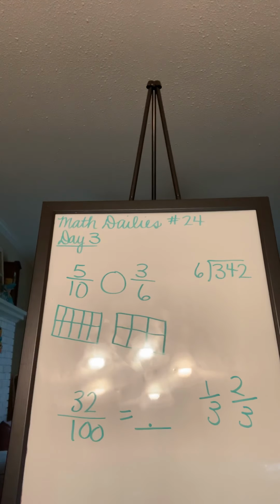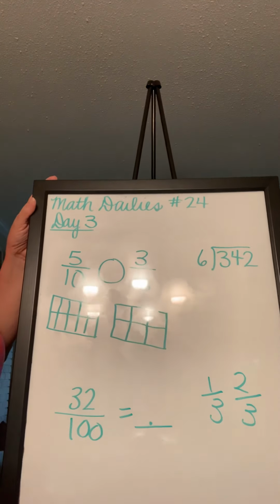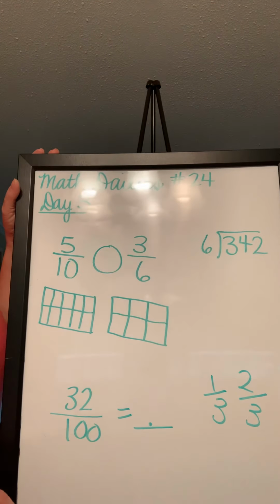Okay, here are our math dailies, number 24, week number 24, day 3. So in box 1, we are comparing two fractions, 5/10 and 3/6. Now, you may automatically notice the correlation between these two, but we're going to walk through the steps just to make sure. So one thing you can do is draw a picture.